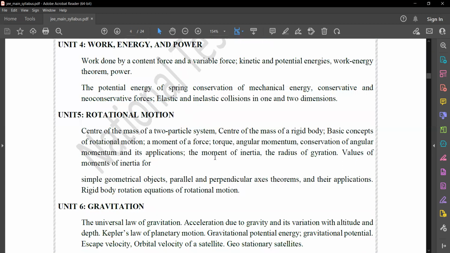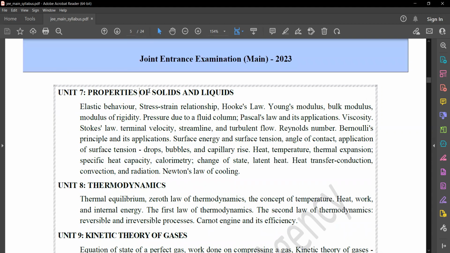Gravitation. This is chapter number 8 of your NCERT book. Kepler's law, orbital velocity of satellite, geostationary satellite, all these things. Your acceleration due to gravity, variation with altitude and depth. So all these things will come.